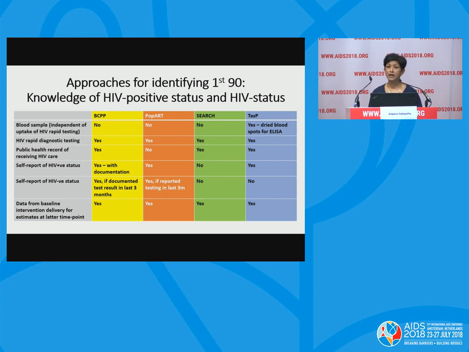All the trials except PopART had access to public health records of people receiving HIV care as evidence that they knew their HIV status and therefore were seeking care. Self-report of HIV positive status was used by all the trials except SEARCH, and self-report of HIV negative status was also used by BCPP and PopART, but not by SEARCH or TASP. And naturally, data on knowledge of HIV status from the first baseline round was used at later time points.